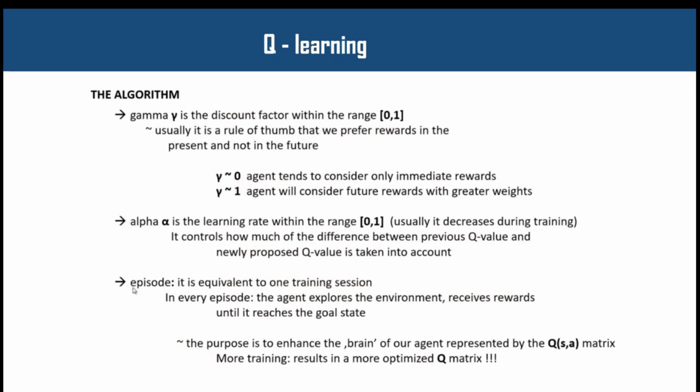Gamma is nothing but the discount factor. When it is close to zero, the agent tends to consider only the immediate reward. When it is closer to one, it gives future rewards greater weights. Alpha is the learning rate. It's also between 0 and 1. So these are factors we use to control how much the agent has to learn and how greedy it is for the current rewards, because we need current rewards. Only then will the game end. Otherwise, it will not end. And an episode is one training session. In every episode, the agent explores the environment and receives rewards until it reaches the goal state.